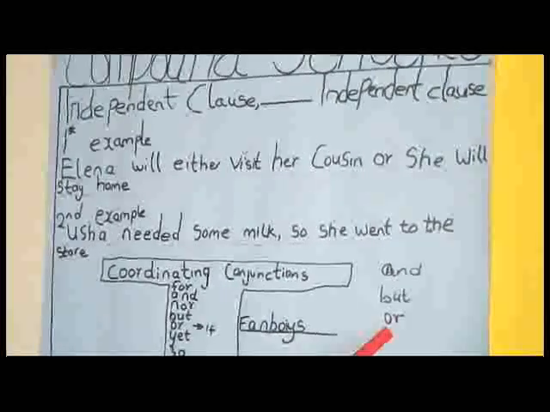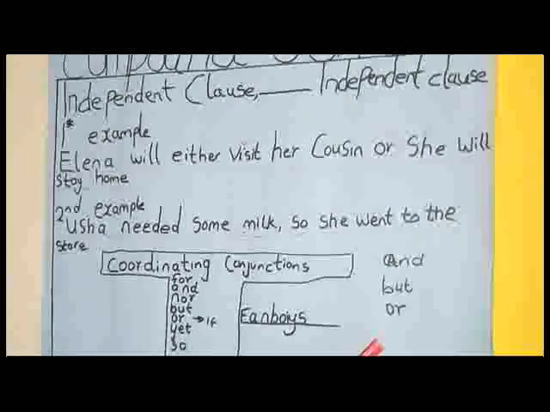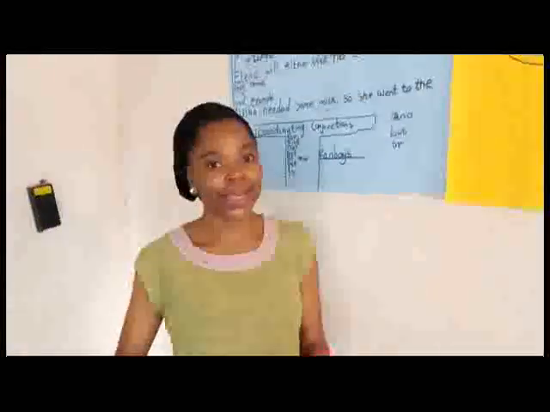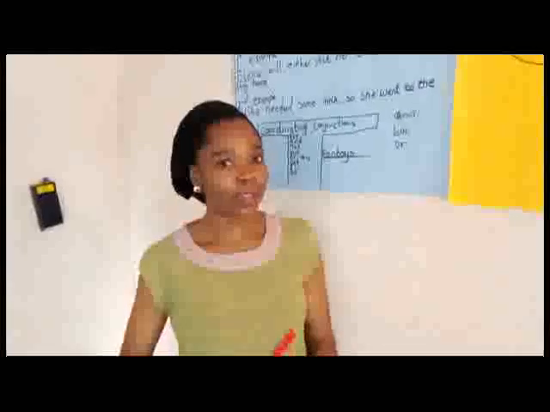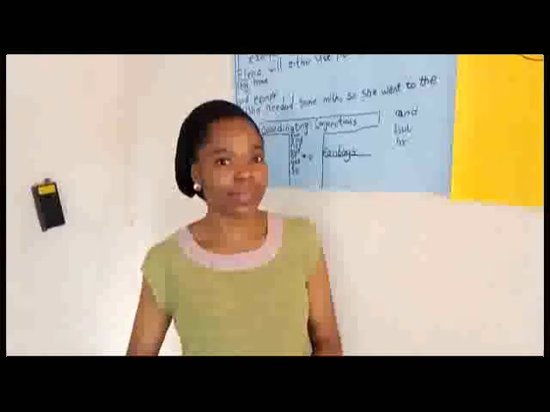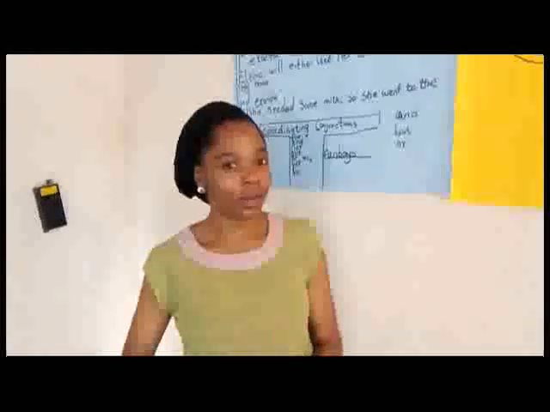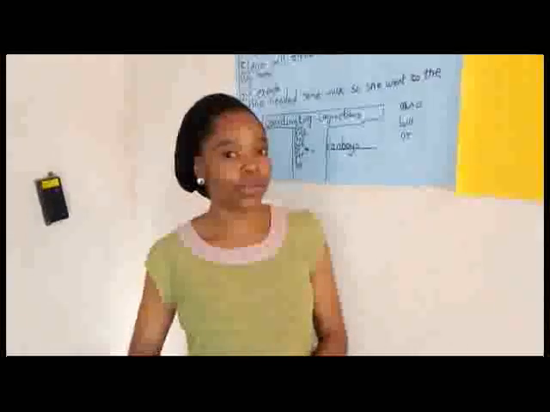When you want to make a sentence using or, it has to be a sentence that has to do with making choices. So kids, remember that a compound sentence has to do with two or more independent clauses, joined by a comma, semicolon, or conjunction.